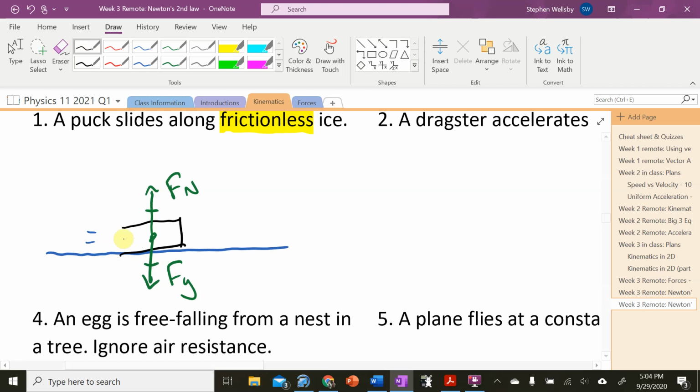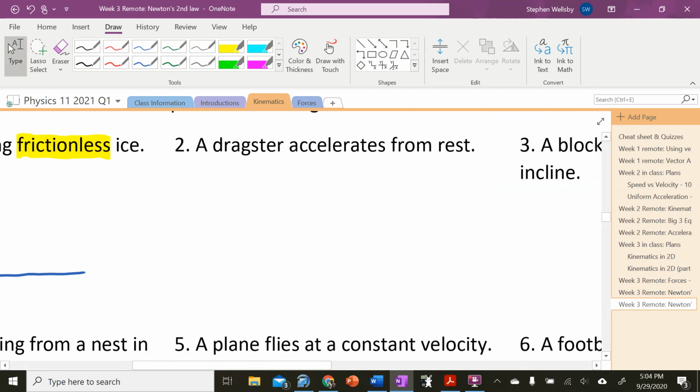Okay, let's try out the second one here. A dragster accelerates from rest. So I'm just going to draw my dragster as a box. You don't need to get fancy with it. And we know, again, we have the two forces that we mentioned in the last one. And as long as it's not in space, we're always going to be able to reliably say that there is a force of gravity. And if it's not accelerating up or down, it has to be balanced by a normal force.